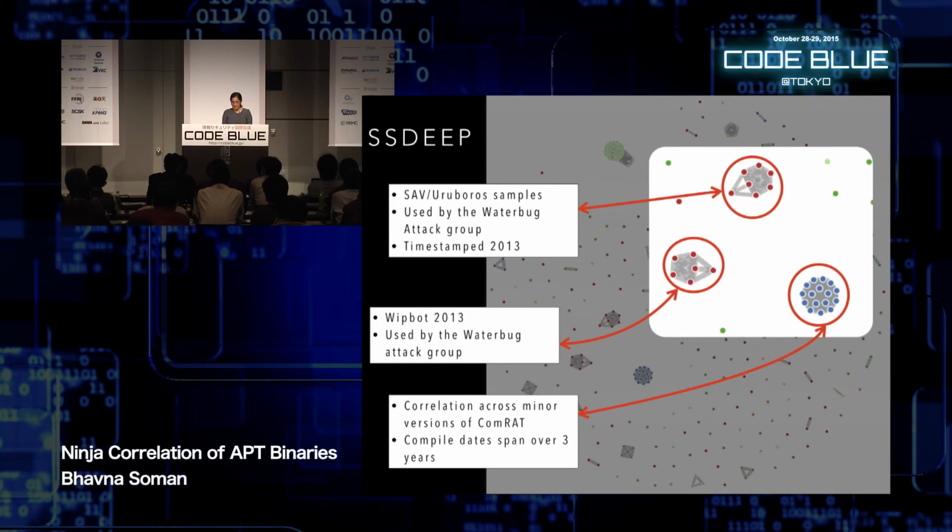Here, we have 16 different binaries of different versions of the Comrade compiled over a period of 3 years, connected together by this method through code similarity. So if you're an incident responder looking for information about an unknown binary, SSDeep is more likely to be able to tell you which malware or which past sample is your new sample connected to.